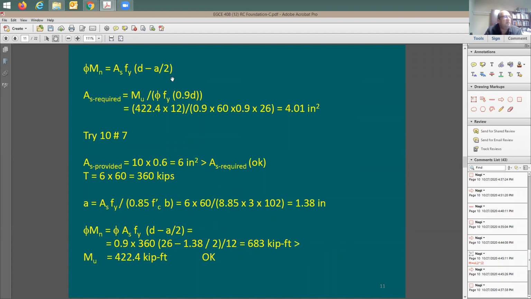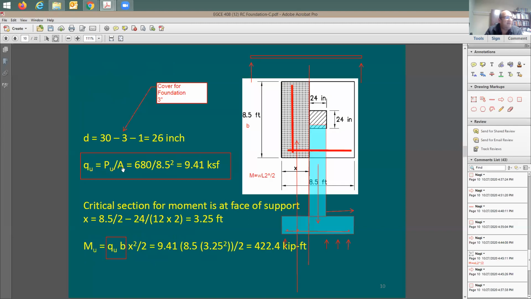So I'm going to say, here's my moment equation: phi M n equals A s f y times d minus a over 2. Do you have a? Do you have the value of a? I'm going to say no, because I don't know the reinforcing yet. All I have is the ultimate moment and the depth, and I'm trying to come up with the reinforcing. So this is like the first round, when you're trying to figure out how much reinforcing you need to put there. So now you'd like M sub U to be equal to phi M n.